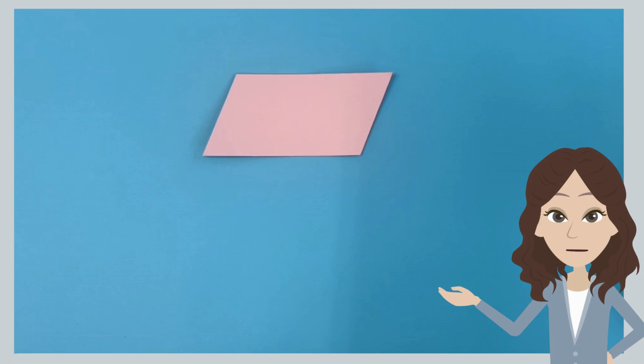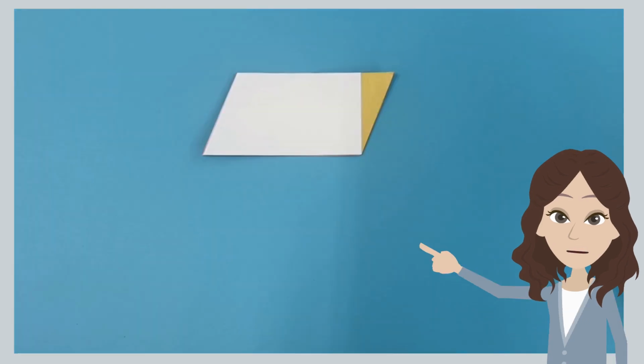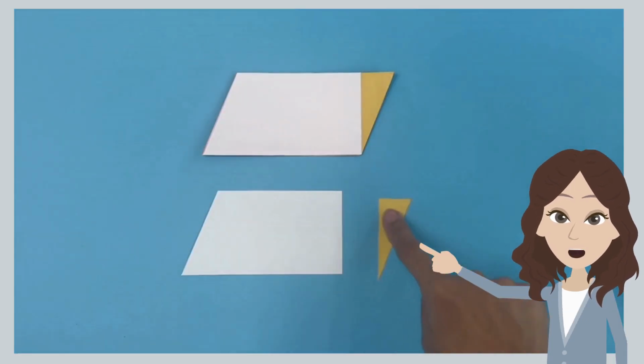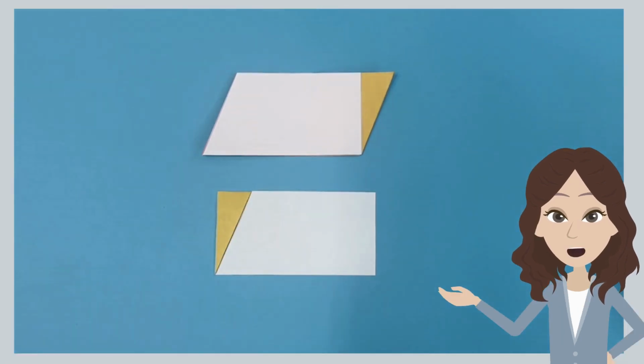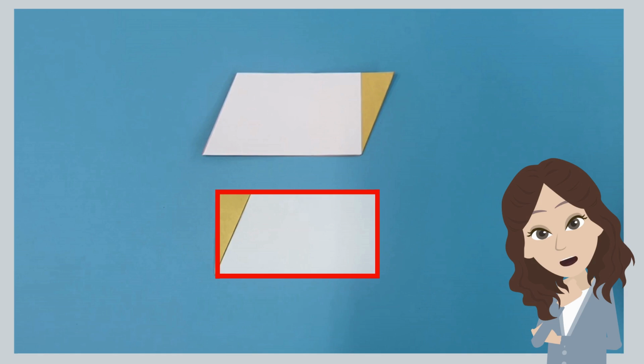We can divide the parallelogram into two parts. Next, let's move the yellow piece. What shape does it form? It forms a rectangle. Do you remember how to find the area of a rectangle? Pause and discuss with your friends.